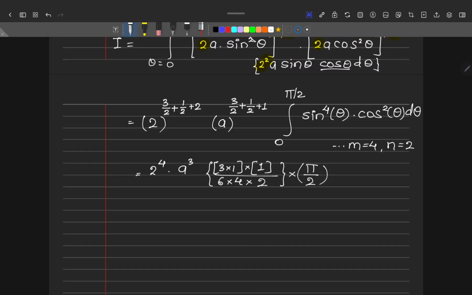So what do we get here? Check, this value will be 2, so 2 raised to 1, 2 raised to 3, 2 raised to 4, so it gets cancelled, and my answer will be a cube pi by 2. Or you can use your calculator for simplification, and this will be your answer.